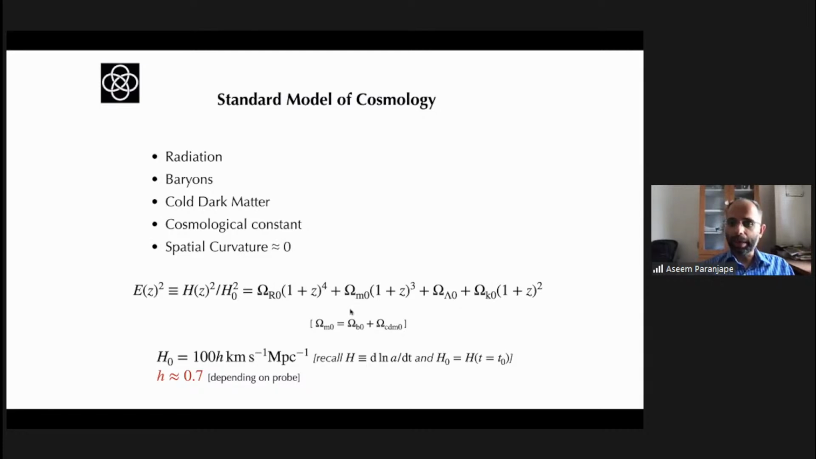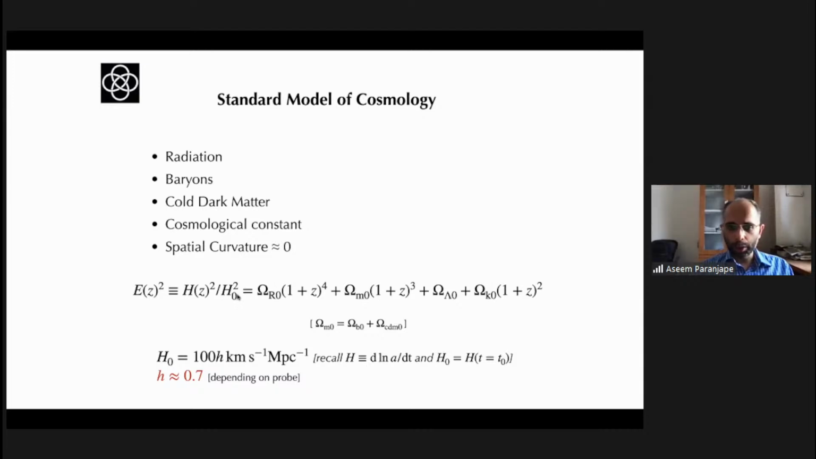Similarly, non-relativistic matter, which comprises not only the cold dark matter component but also ordinary baryons, which are non-relativistic throughout most of history, will pick up a (1+z)^3 or a 1 over a cubed dependence. The curvature term was 1 over a squared, so it has a (1+z)^2. And the cosmological constant term is a constant, so it just has a constant here.